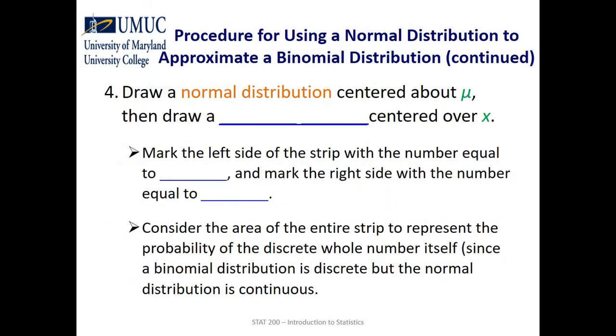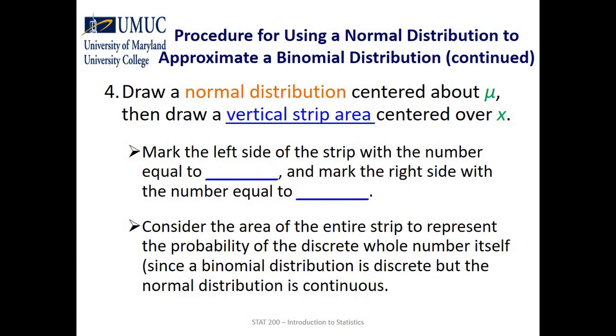Step 4, draw a normal distribution centered around mu, just like we always did. Then draw a vertical strip centered over x. Now this vertical strip is allowing us to estimate a discrete probability distribution using a continuous probability distribution. All right, if we were to integrate over a straight line or a single value, we would get 0. The area under the curve for a single value would be 0. So it would be meaningless to us.